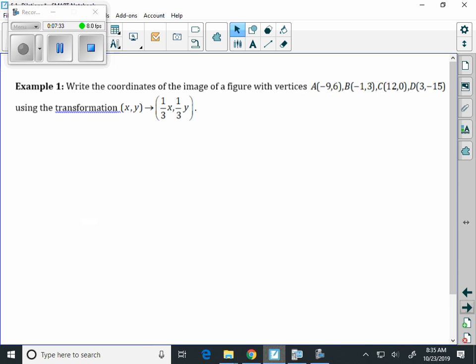So the first one: write the coordinates of the image of the figure with vertices A (-9, 6), B (-1, 3), C (12, 0), D (3, -15), using the transformation xy maps to 1/3 x and 1/3 y. That means that we're going to multiply every value in these ordered pairs by 1/3. And either use your calculator or use Desmos, whichever one works better for you.